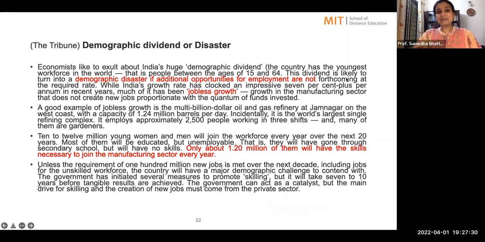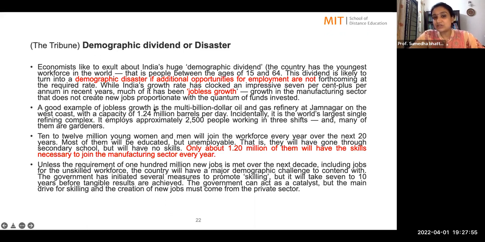Now, I'll give you an example. This was an article that came in the Tribune. I won't read the entire thing, I'll just read the highlighted parts. Economists like to get excited about India's huge demographic dividend, that it has the youngest workforce between the age of 15 and 64. But actually, is it an impending danger? Because what we have been experiencing is jobless growth.